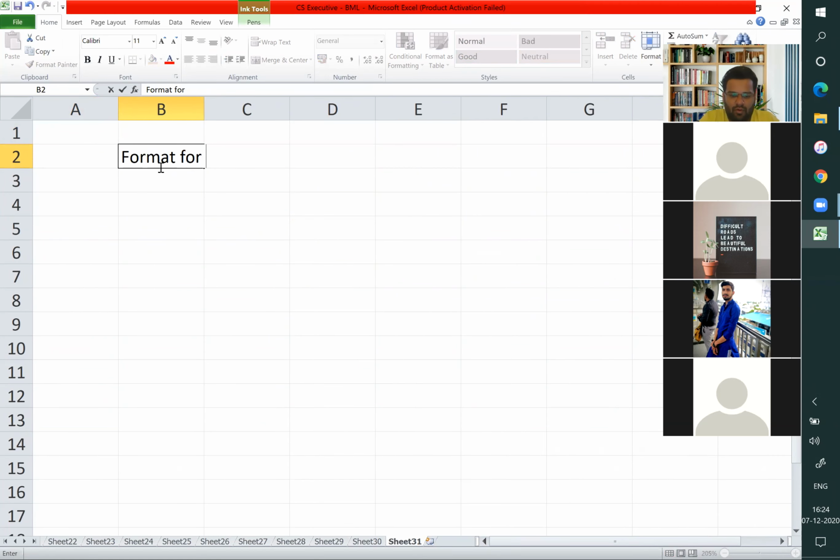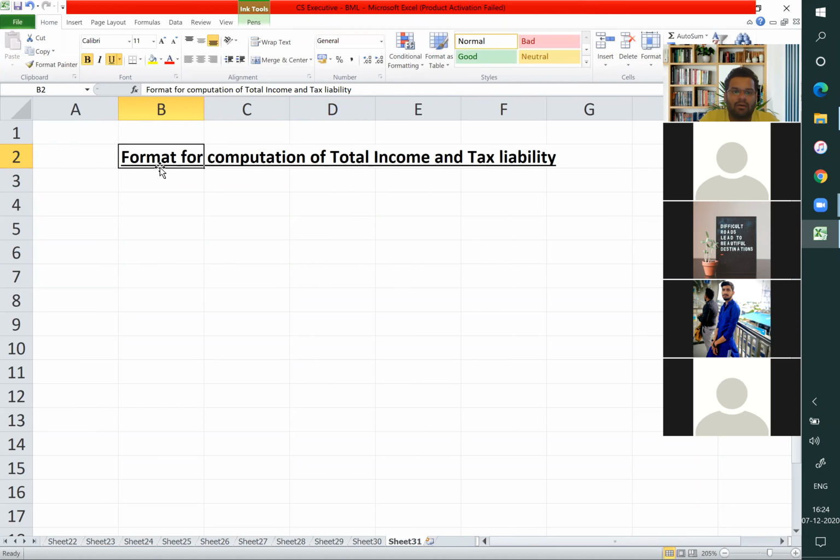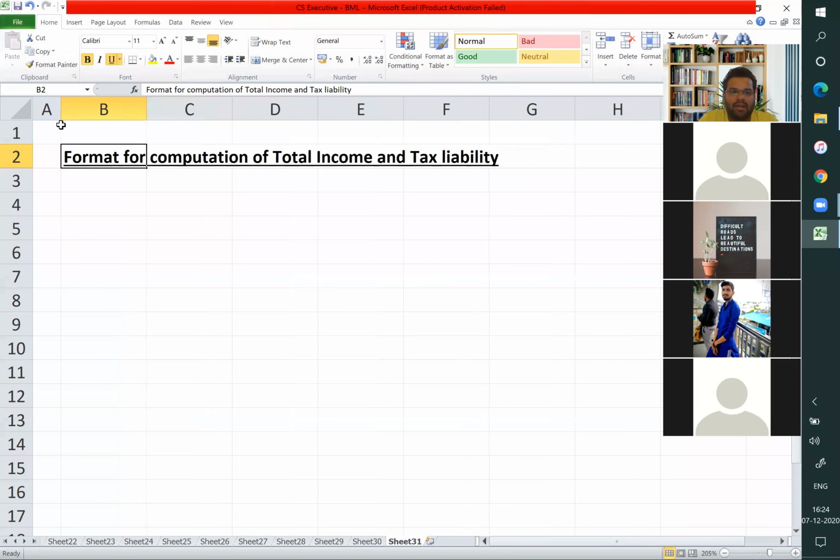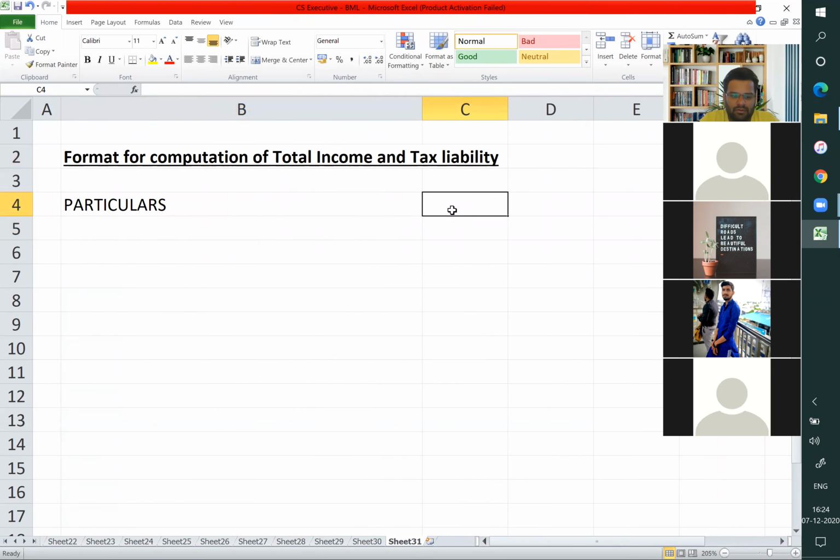Format for computation of total income and tax liability. So I am going to tell you the format for computation of total income and tax liability. Why am I giving it in a format? So that you remember all these things.